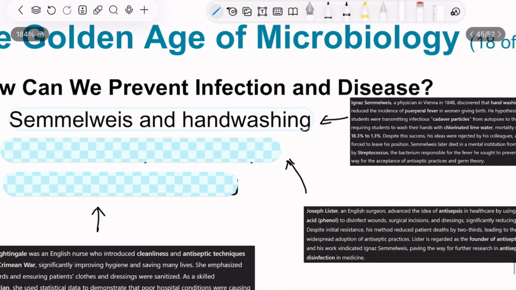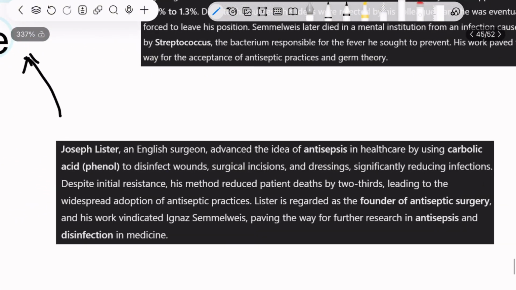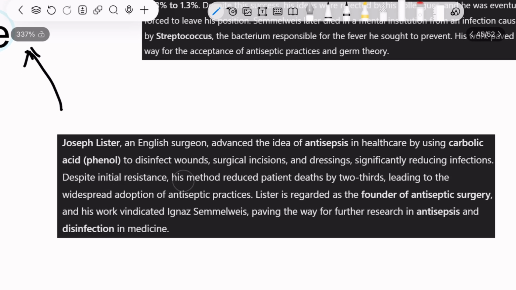And so then we have Lister's antiseptic technique. Joseph Lister, an English surgeon, advanced the idea of antisepsis in healthcare by using carbolic acid to disinfect wounds, surgical incisions, and dressings, which significantly reduced infections. Despite the initial resistance, his method reduced patient deaths by two-thirds, leading to the widespread adoption of antiseptic practices. Lister is regarded as the founder of antiseptic surgery, and his work vindicated Ignaz Semmelweis, paving the way for further research in antisepsis and disinfection in medicine.